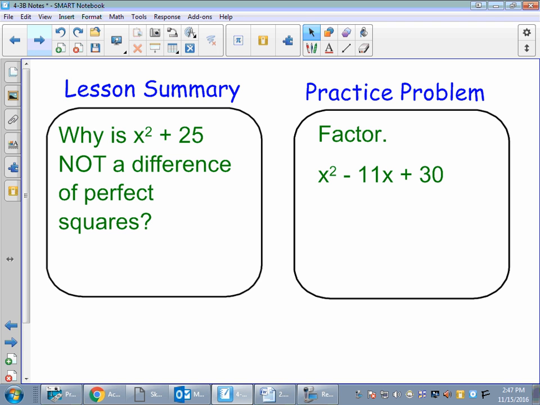But I feel like after our notes from the first day, we're struggling a little bit. So we're going to break it into a smaller chunk. So just do the practice problem tonight, and we'll worry about the lesson summary later on. Good luck.